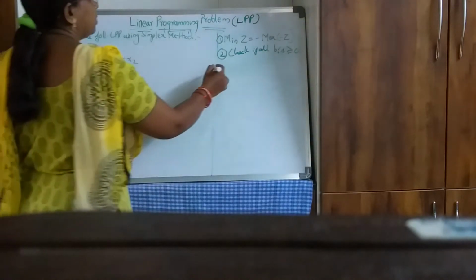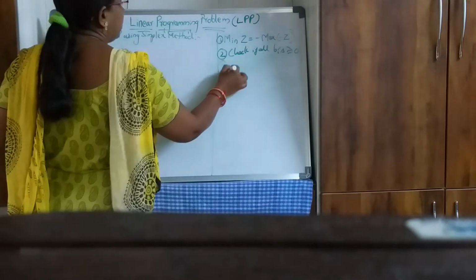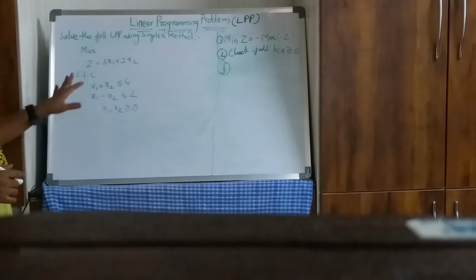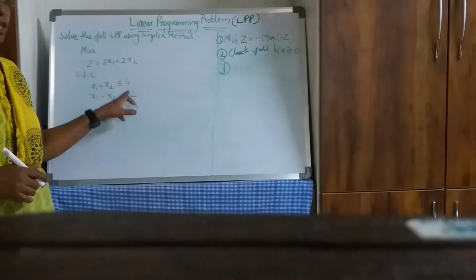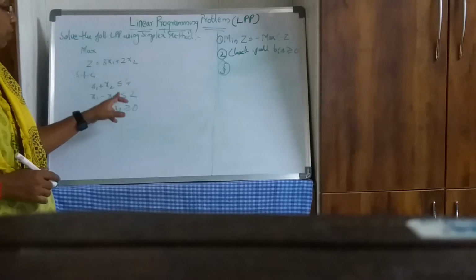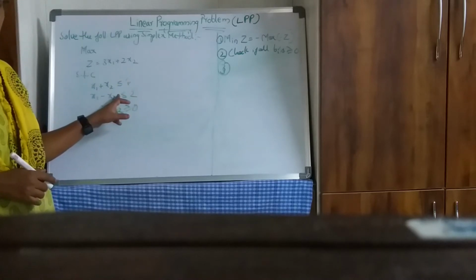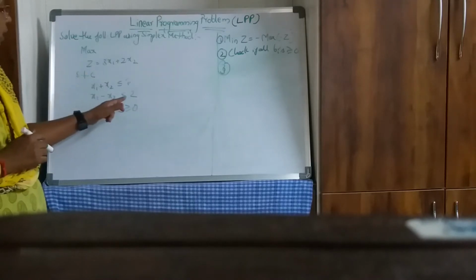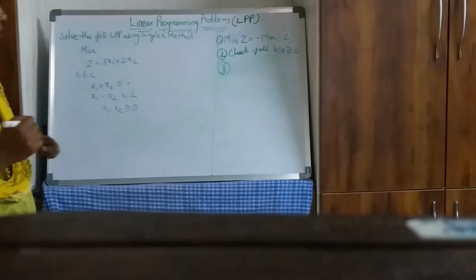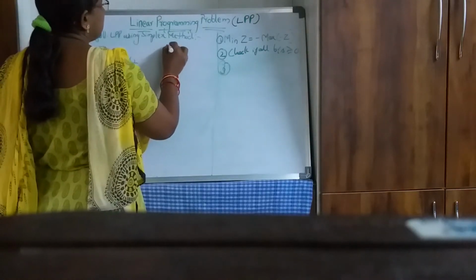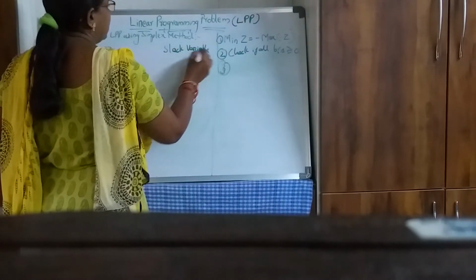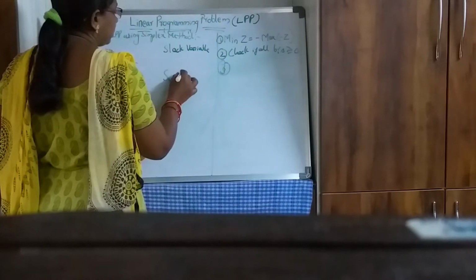The next step is to convert the LPP into a standard LPP. How will you convert it? By converting these inequations to equations. To do that, we will be using two types of variables. What are those two types of variables? One is the slack variable, and another one is the surplus variable.